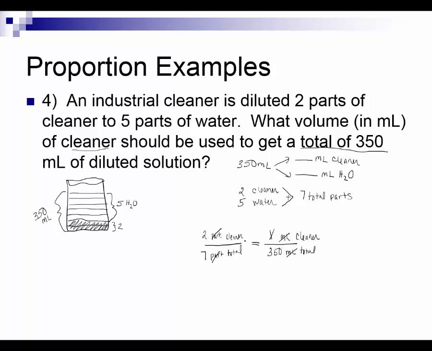I can solve this proportion using cross products. So I multiply on this diagonal. 2 times 350 is 700 is equal to, multiply on this diagonal, 7x. It's an equation, so I solve by doing the inverse, and I get x equals 100 milliliters. And going back to my problem, that is the number of milliliters of cleaner, and so I have solved this example.